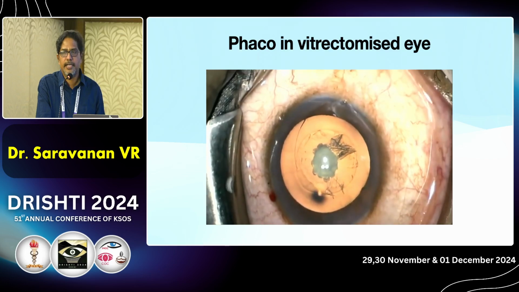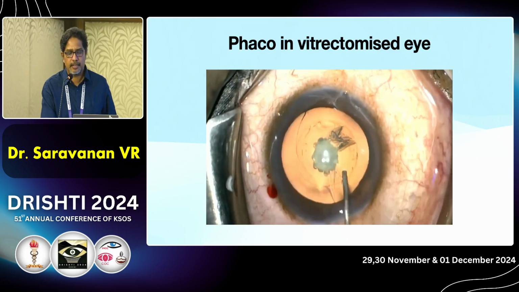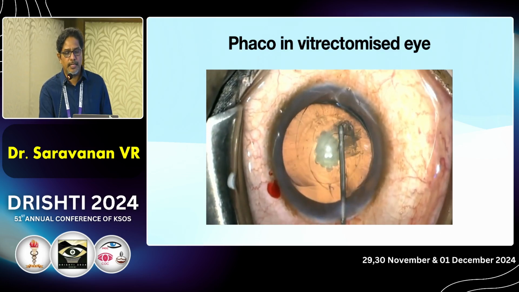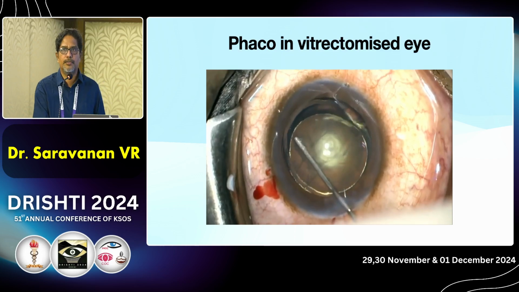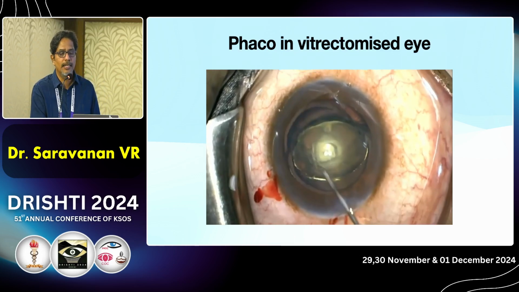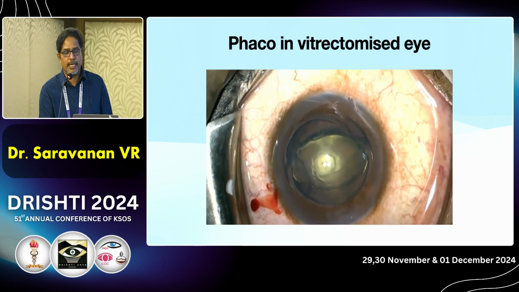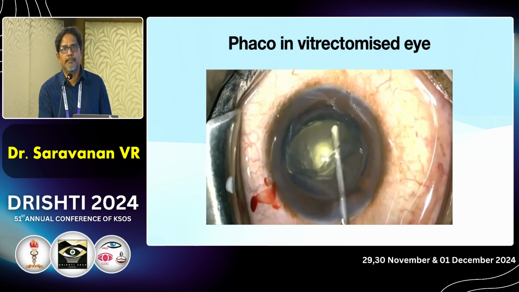In case you are operating and you don't take appropriate care to limit your hydrodissection and all those things, you may get a nucleus drop, and especially because there's no vitreous to protect you, the lens will immediately sink down into the posterior vitreous cavity. So any vitrectomized eye, consider like a PPC and do the surgery.